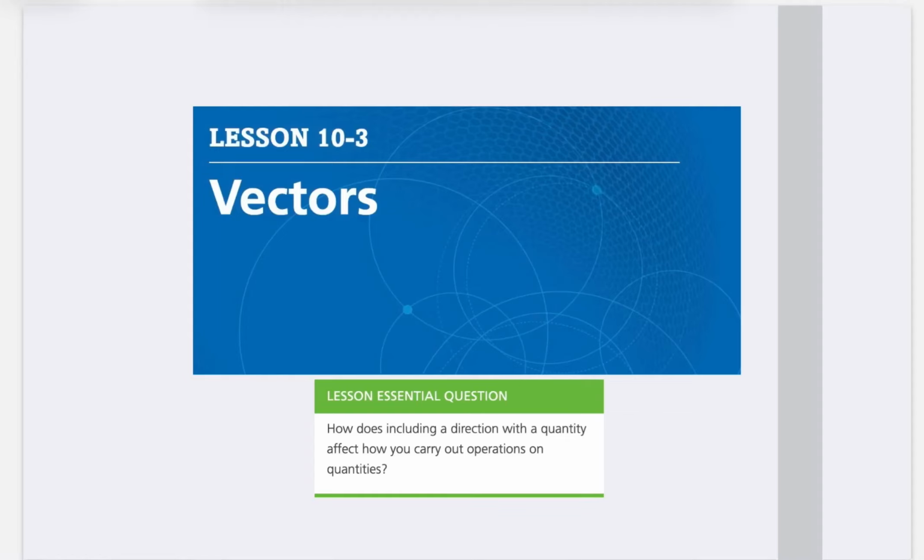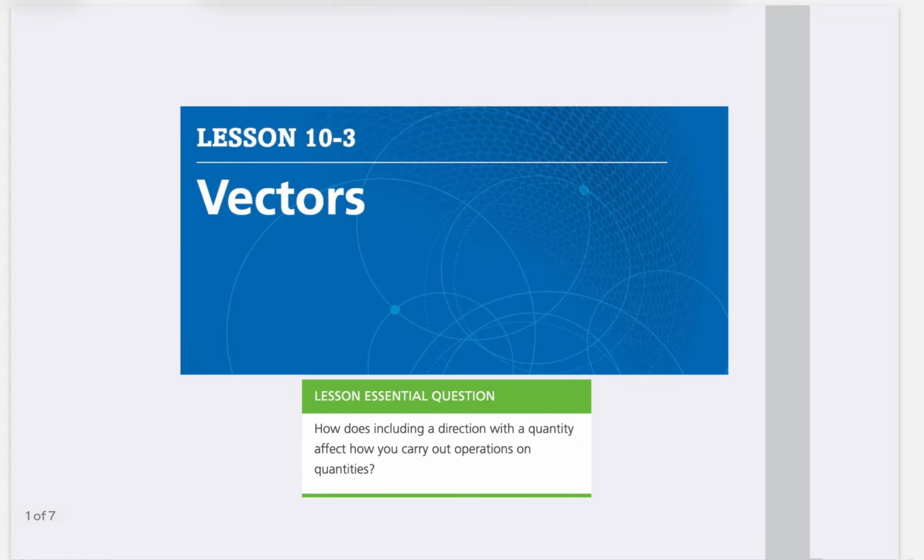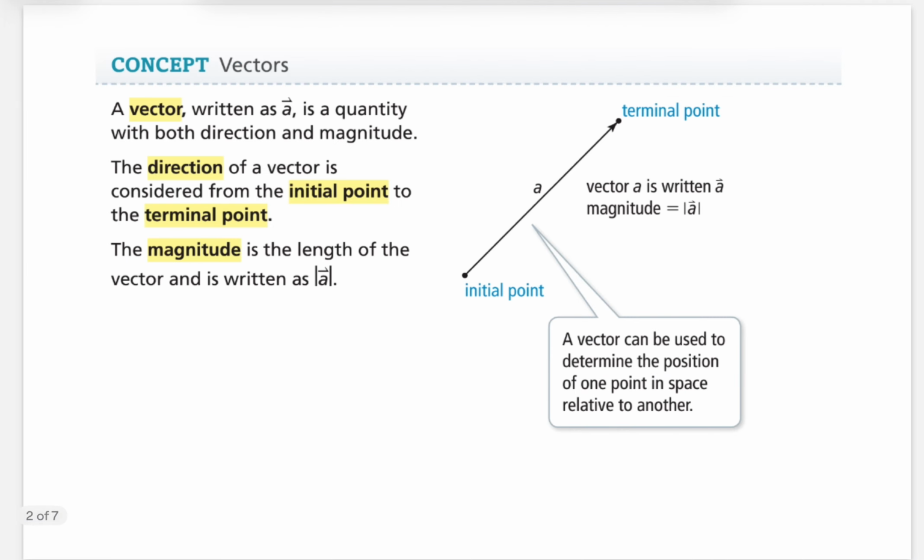This is lesson 10.3, which is all about vectors. Our essential question is, how does including a direction with a quantity affect how you carry out operations on quantities? So a vector is written as a letter with a little arrow above it. It's a quantity that has both a direction and a magnitude.